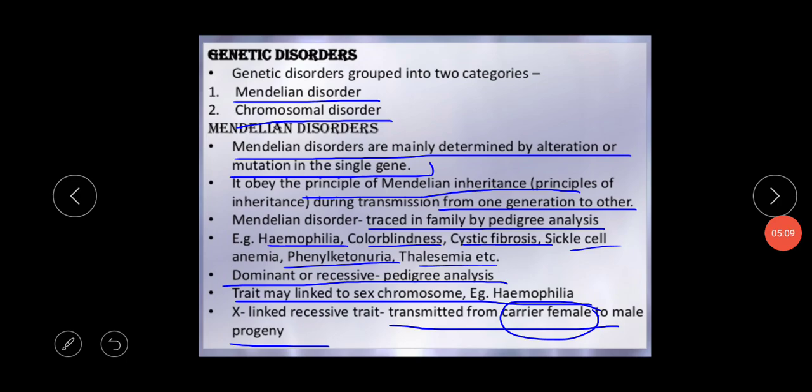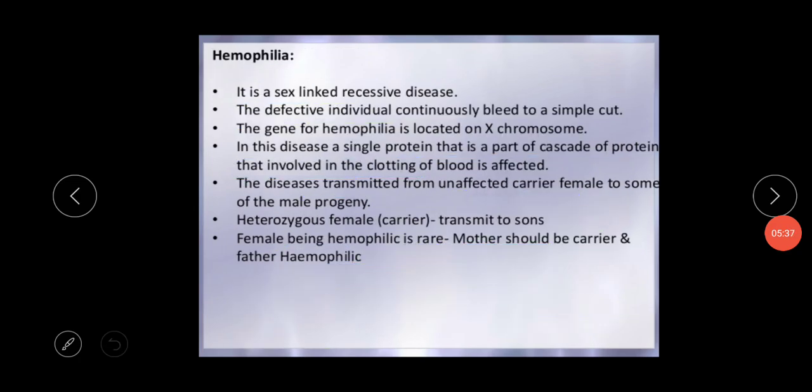So I am repeating again, what is the basic definition of Mendelian disorder? These kinds of diseases are determined by alteration or mutation in a single gene. And how will you identify this? By pedigree analysis. There are several types of diseases included in the Mendelian disorder, like hemophilia, sickle cell anemia, color blindness, all those things. And all those things are included in your syllabus.